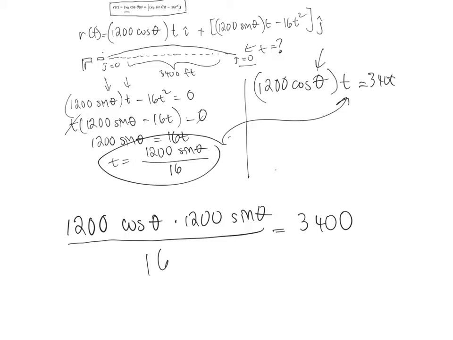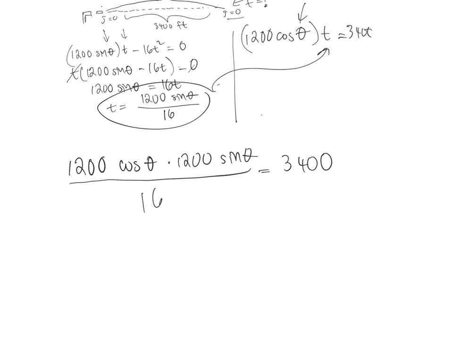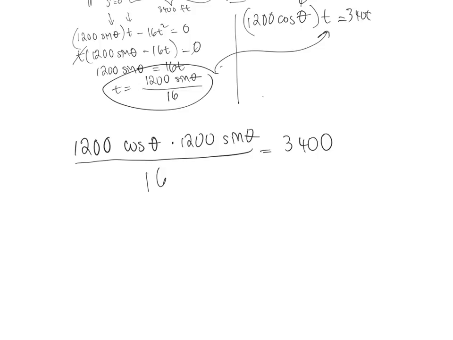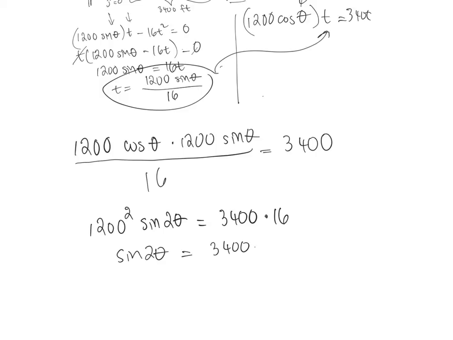Now you can combine a few things and eliminate a few things. 1200 squared, and then cosine theta multiplied by sine theta gives you sine 2 theta, divided by 16, or you can multiply 16 by both sides. Now you can just solve for sine 2 theta: sine 2 theta equals 3,400 multiplied by 16 divided by 1200 squared.